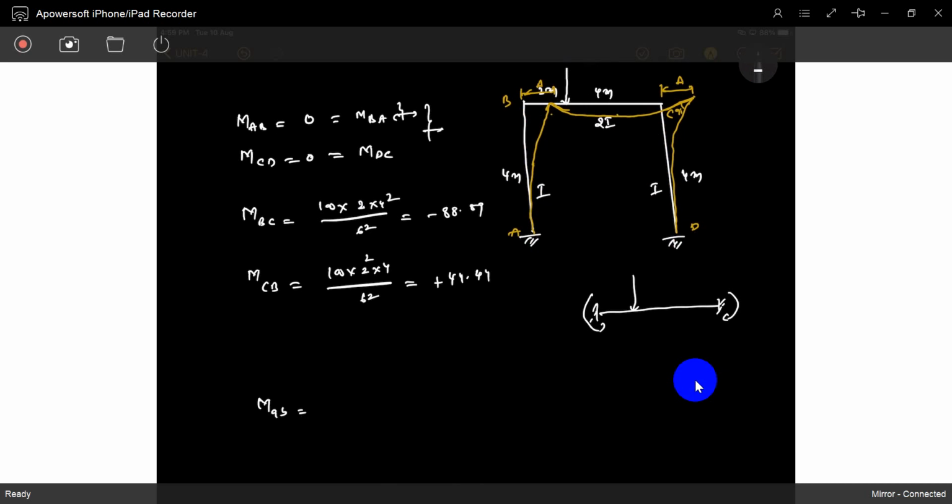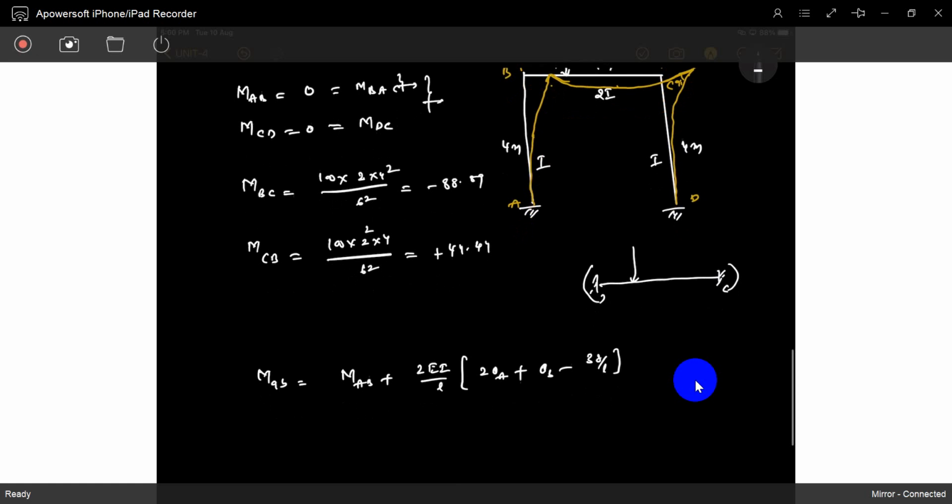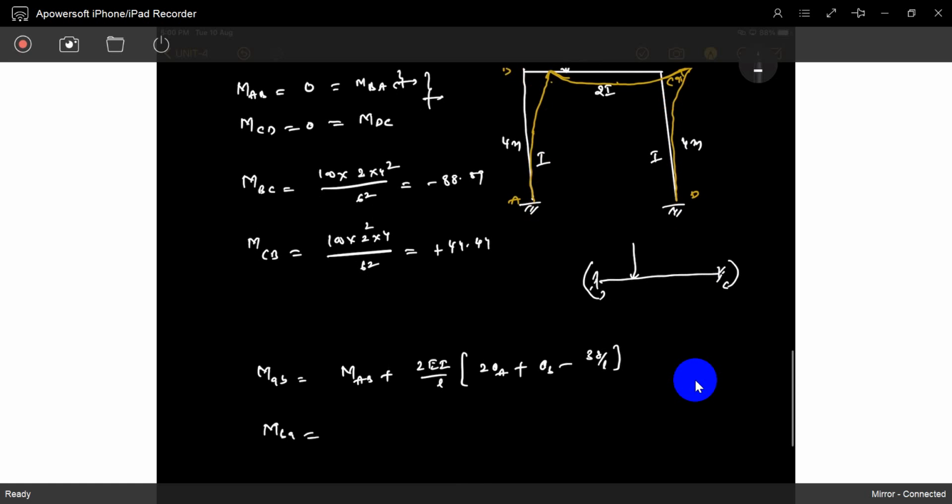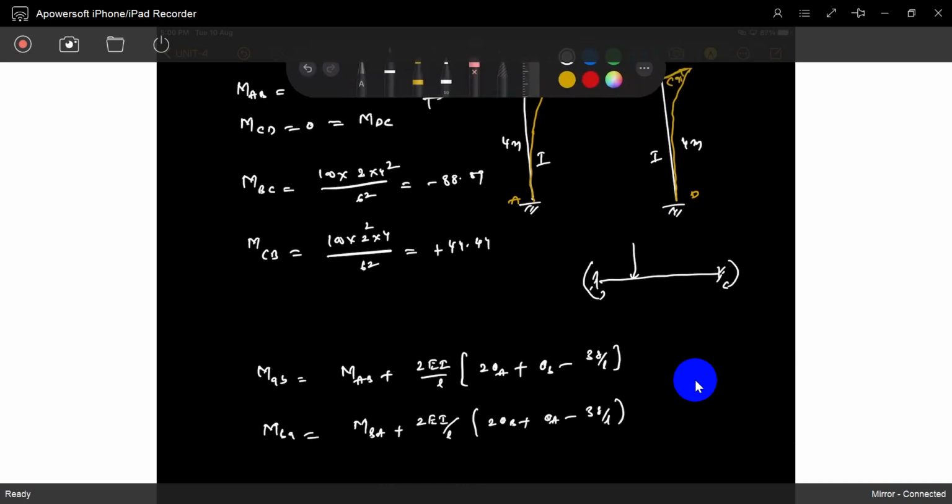MAB is what? MAB equals fixed end moment plus 2EI by L into 2 theta A plus theta B minus 3 delta by L. So now MBA is what? MBA equals 2EI by L into 2 theta B plus theta A minus 3 delta by L. Now you can observe it.